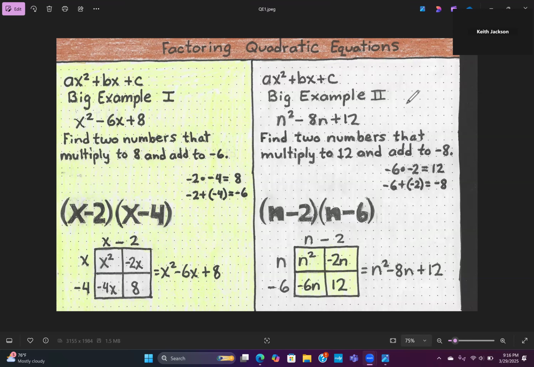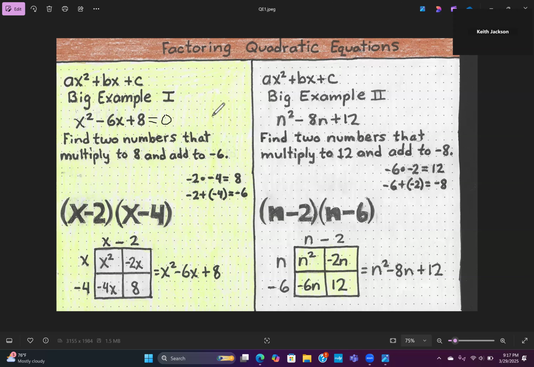In this video, we are going to factor quadratic equations, and we have two big examples to show you how that is done. In the first example, we have x squared minus 6x plus 8. We're just going to set this quadratic equation equal to 0, keeping in mind that a quadratic equation is represented by ax squared plus bx plus c. In this case, a is 1, b is equal to negative 6, and 8 is equal to c.